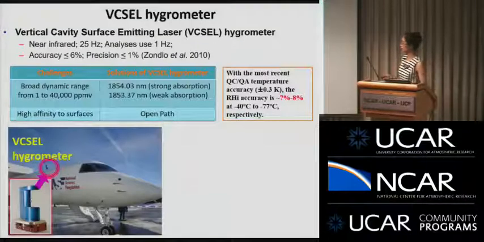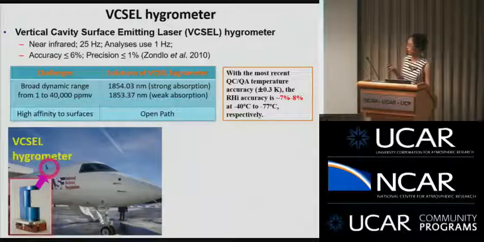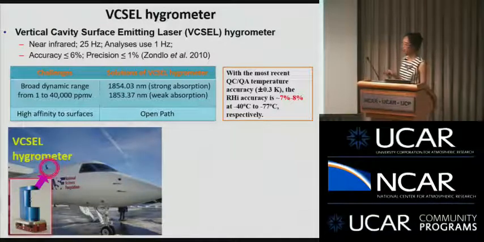And talking about observations, here is the instrument that I will be using. It is called the Vertical Cavity Surface Emitting Laser, VCSEL, Hygrometer. It is a water vapor hygrometer working in the near infrared region at 25 Hz, and all the analysis will be averaged to 1 Hz data. It has an accuracy of about 6% or below, a precision of 1% or below, and it has an advantage in its inherited design. When it was designed, it uses 2 absorption lines, one a strong absorption line, the other a weak absorption line. So it can automatically measure from 1 ppmv to 40,000 ppmv with just this one instrument.